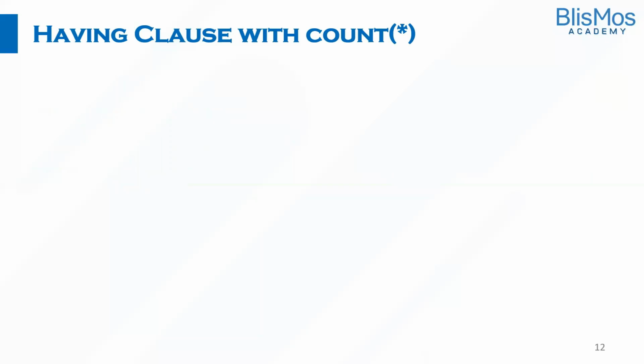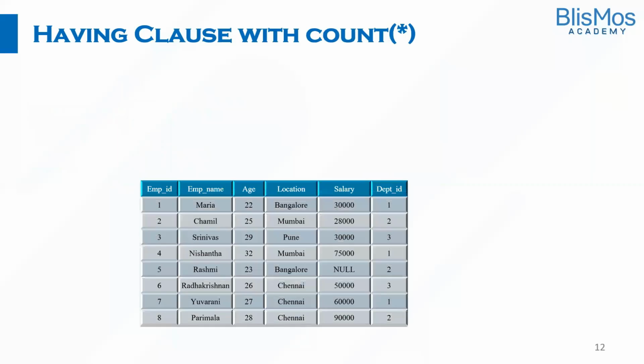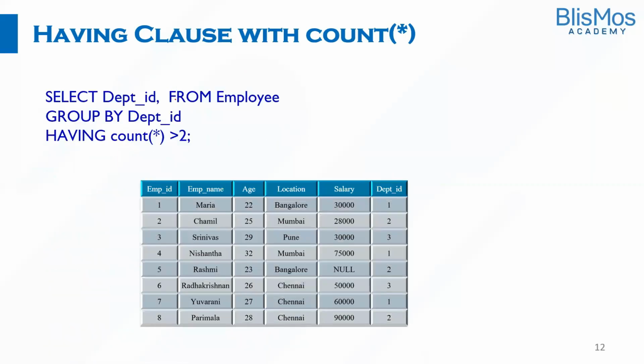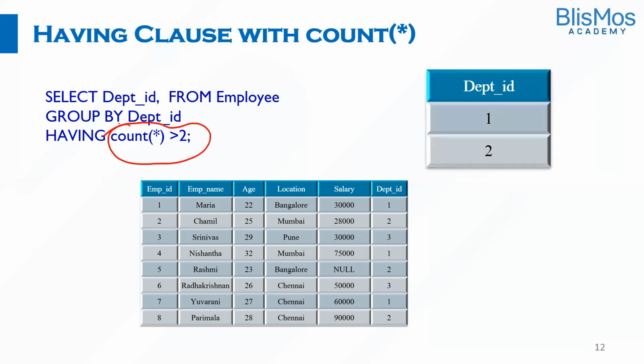We can also use different aggregation functions with the HAVING clause. Earlier we were using a SUM. Now we can use a COUNT. In this case, we want to count the number of records in each of the groups, and I want to get only those groups which are having more than 2 records. Then we'll get department 1 and department 2, because in group 3 we have only 2 records.